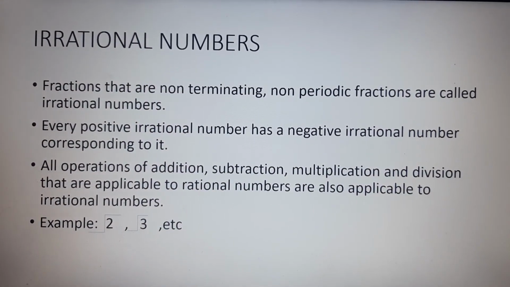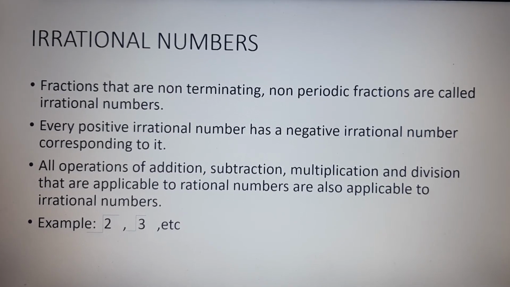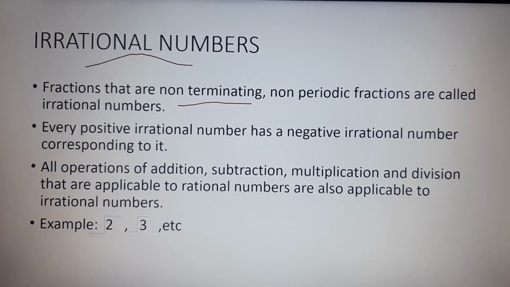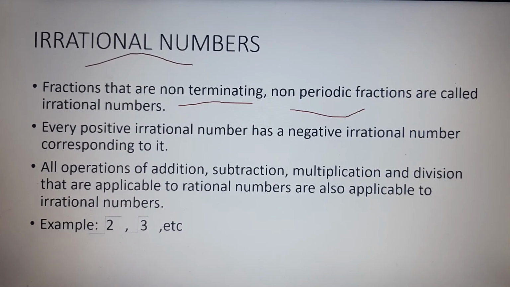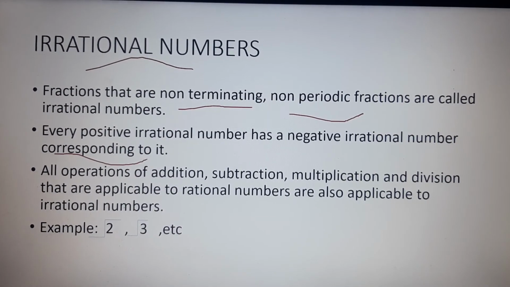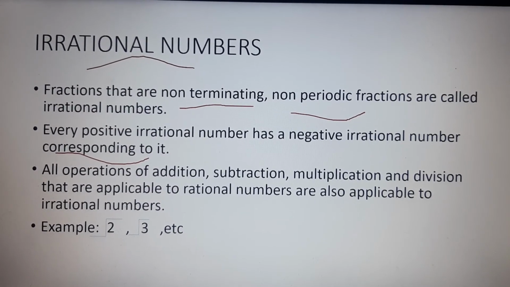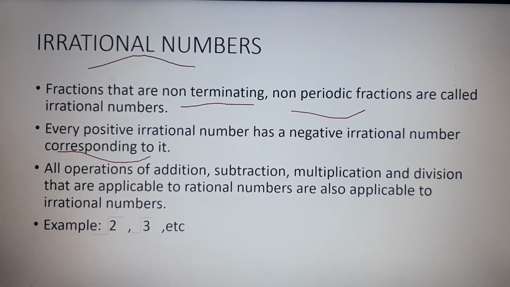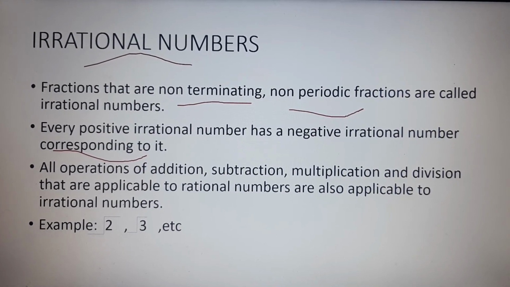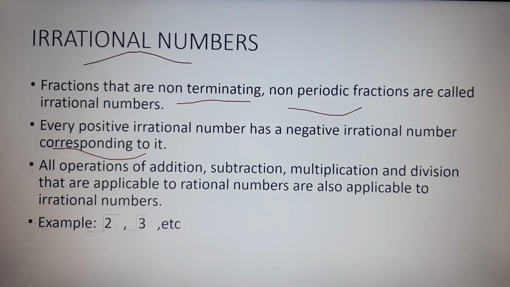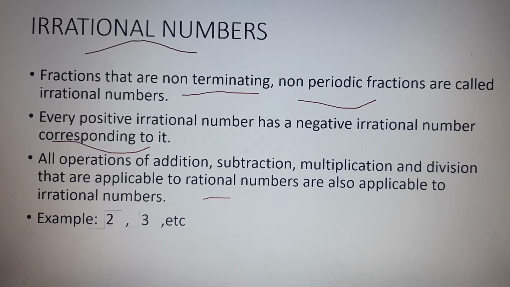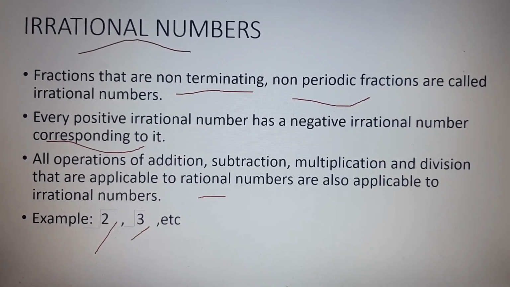Similarly, we can take irrational numbers. These are the numbers which are non-terminating. Remember this keyword: irrational numbers are non-terminating, non-periodic fractions, and every positive irrational number has a negative irrational number corresponding to it. All operations of addition, subtraction, multiplication, and division that are applicable to rational numbers are also applicable to irrational numbers. So we can apply all of these operations on rational as well as on irrational numbers. Examples of irrational numbers are root 2, root 3, like this.